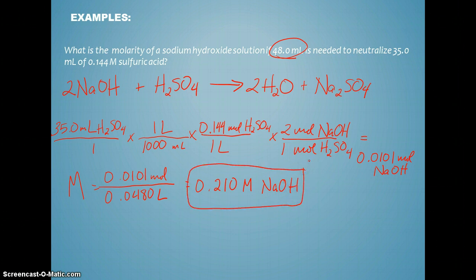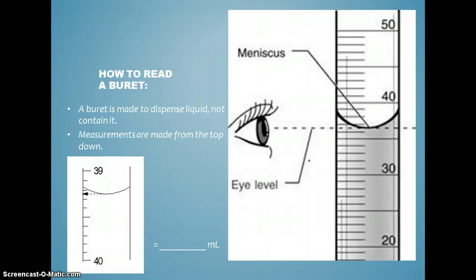Okay. Now, let's look at the actual glassware that you're going to be using. Okay, when you're using a burette, the burette is made to dispense liquid, not contain it, which means we're going to measure how much is coming out, not how much we put in it. So 0 is at the top of the burette, not at the bottom of the burette.